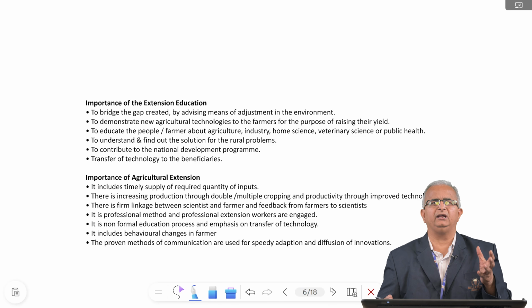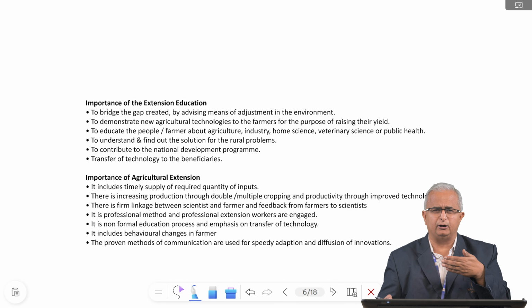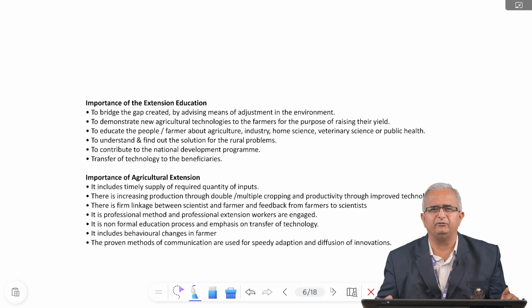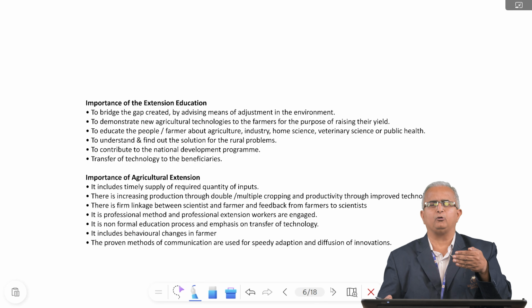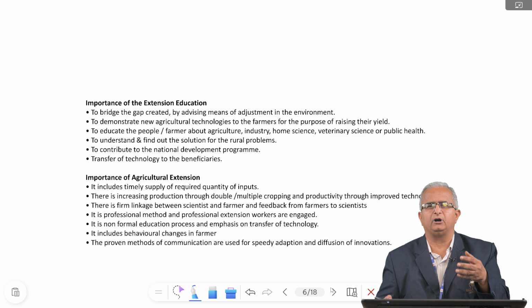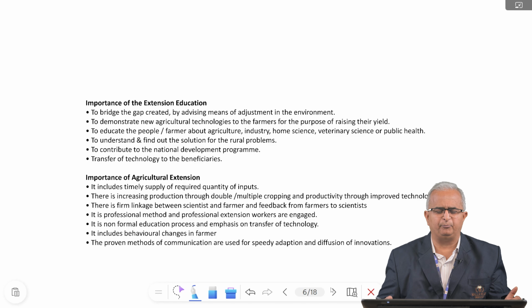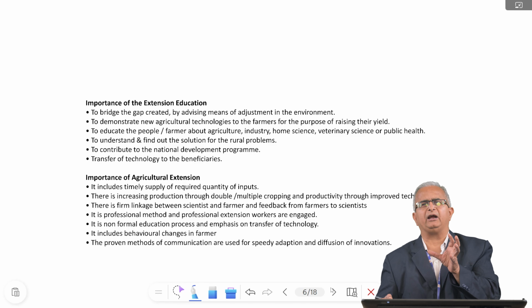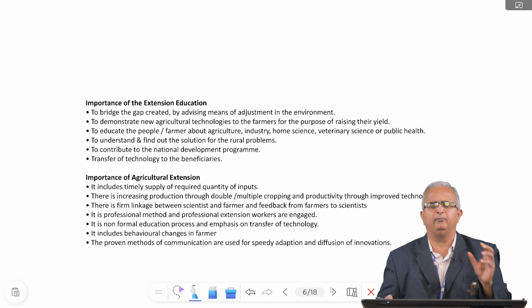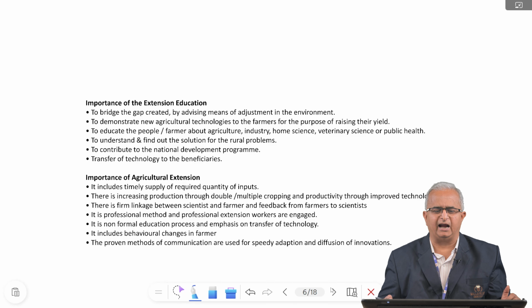Because of education only, people can change their behavior. That's why extension agents play a very crucial role in this education process. We want to bring about planned changes in the behavior complex of the people. That's why it is an educational activity. Here we try to find out the different solutions to the farmers' problems, and in turn we contribute to the national development program also. The transfer of technology to the beneficiaries is the prime criterion for extension activity.